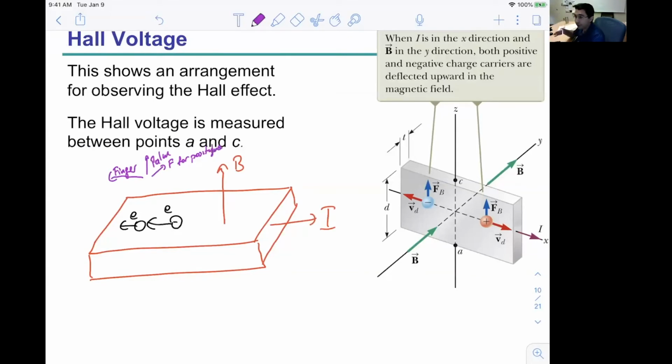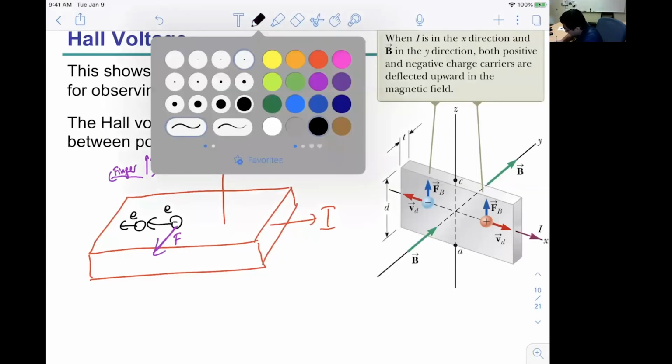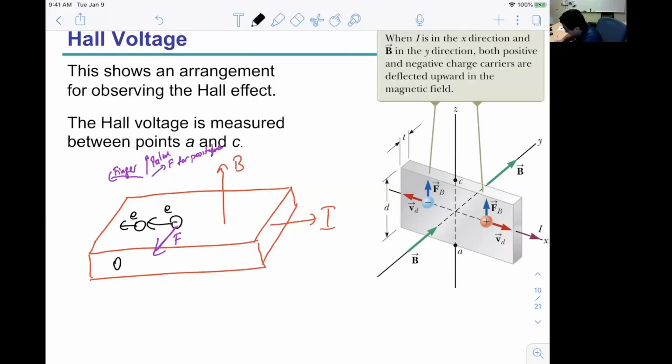But the electron is negative, so the force must be in the opposite direction. So the force is going to be this way. Again, the force is perpendicular to B and I. And as you pass the current, the electrons are going to come to this side, right? Because there is a force pushing them that way.